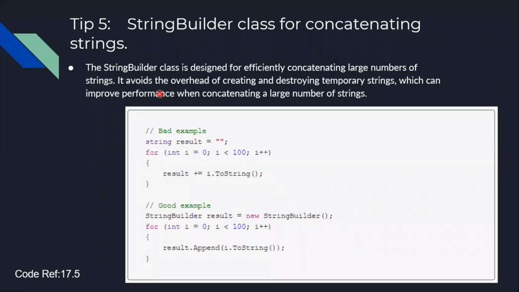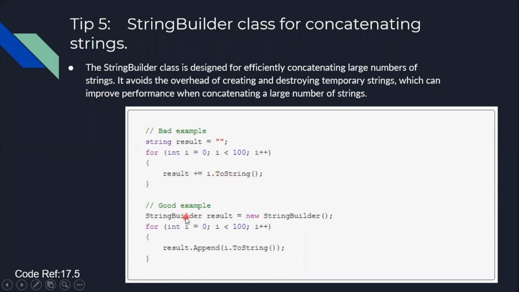Okay. Tip number 5, the StringBuilder class is designed for efficient concatenating large number of strings. It avoids the overhead of creating and destroying temporary strings, which can improve the performance when concatenating large number of strings. Bad example, string result equals empty string, for loop, for int i equal 0, i less than 100, i plus plus, result plus equal i to string. I feel this is a bad example.